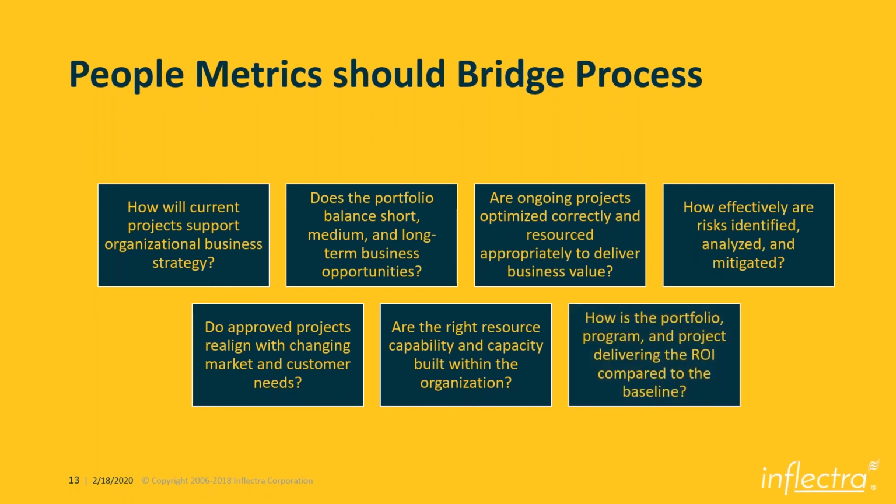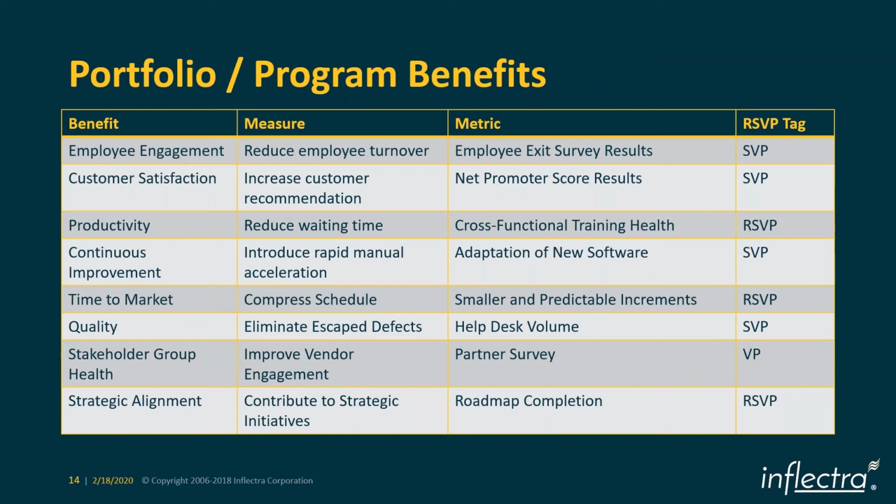And then the next one is, how are these portfolio, program and project delivering ultimate ROI compared to the baseline that we had originally set up, so that there comes the roadmap and evaluation against our progress and all those things. So a few metrics that I want to throw out, as well as the RSVP tag that I basically said: real-time, simple, valid, and pertinent.